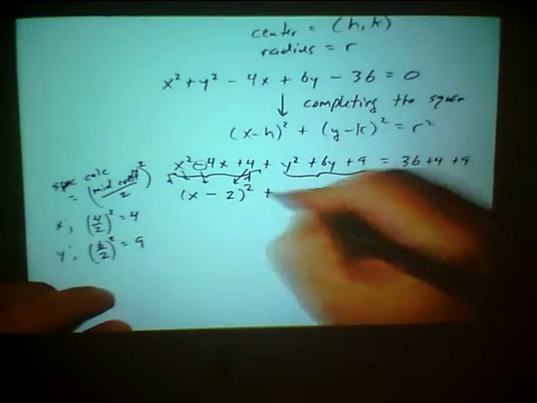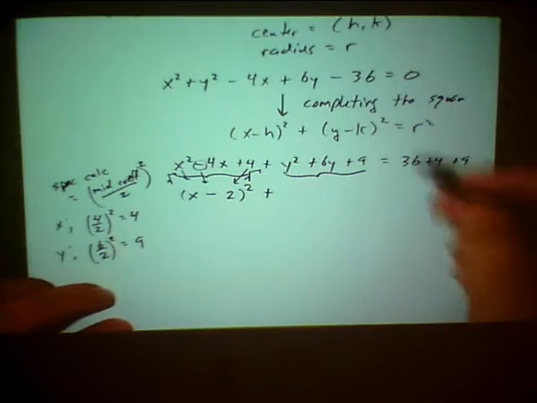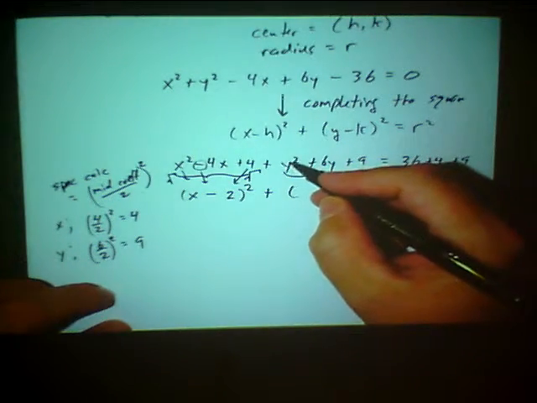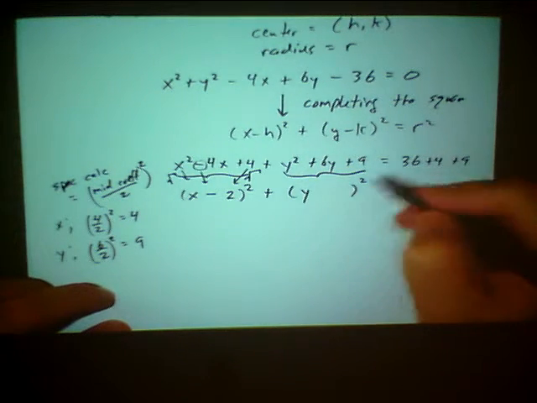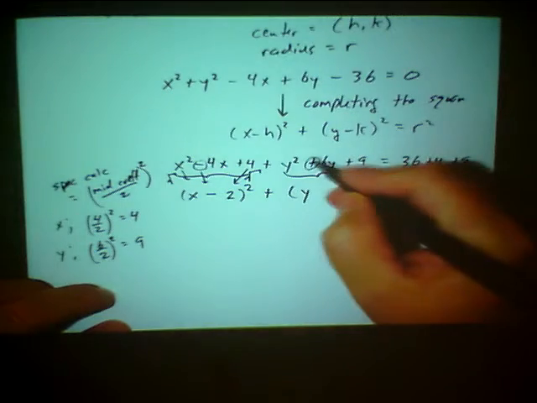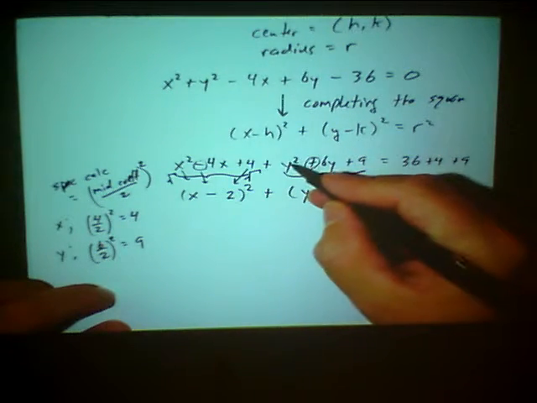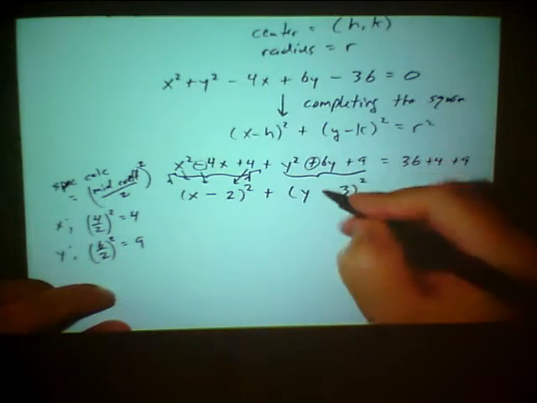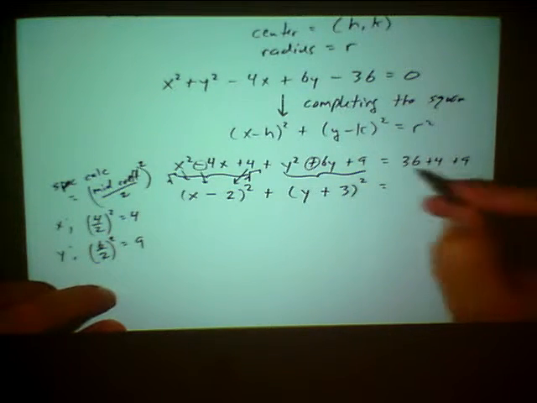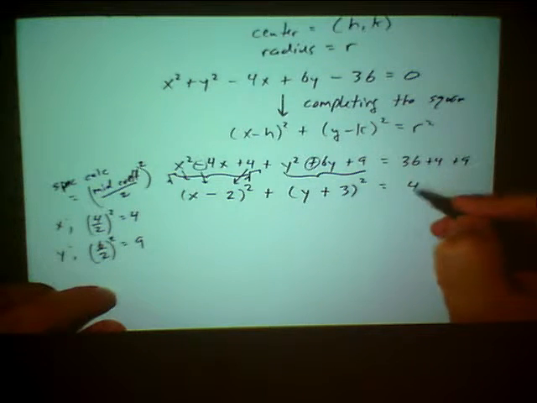And likewise, for this trinomial with the y's, I do the same thing. It's the quantity squared. Take the square root of y squared, which is y. Take the square root of 9, which is 3. And what's the sign? It's the same one as between the y squared and the y term. So that equals, on the right-hand side, I just add these numbers together. 36 plus 4 plus 9 is 49.